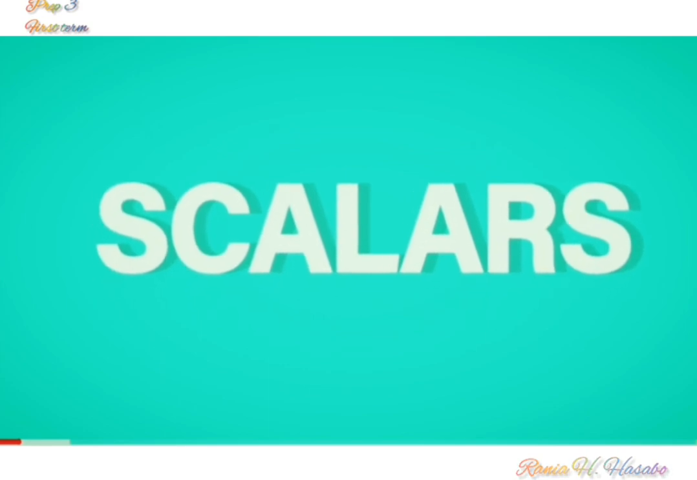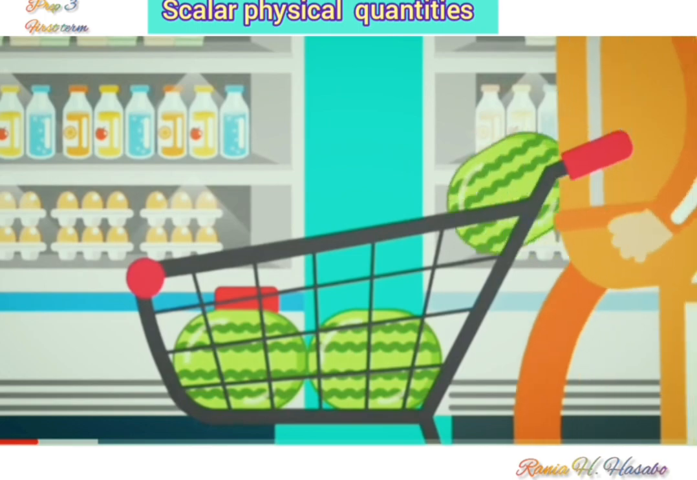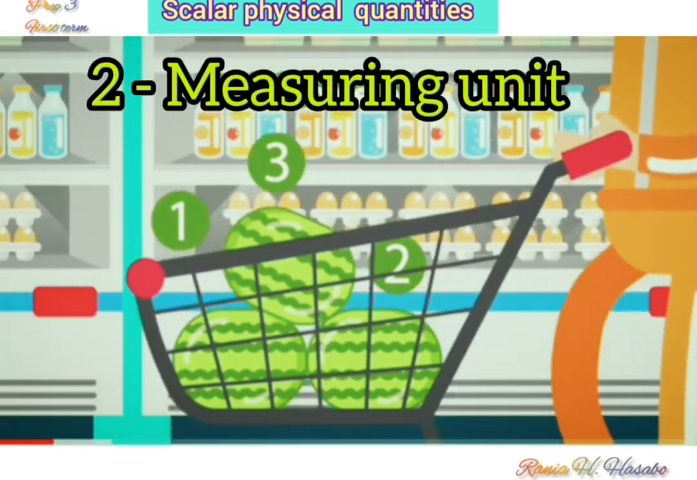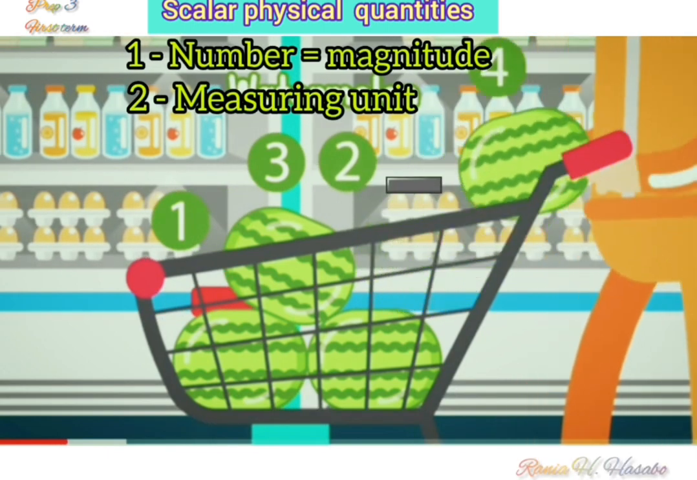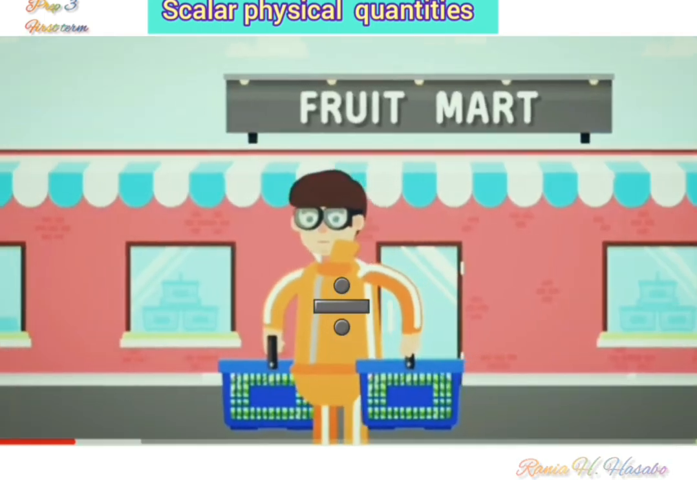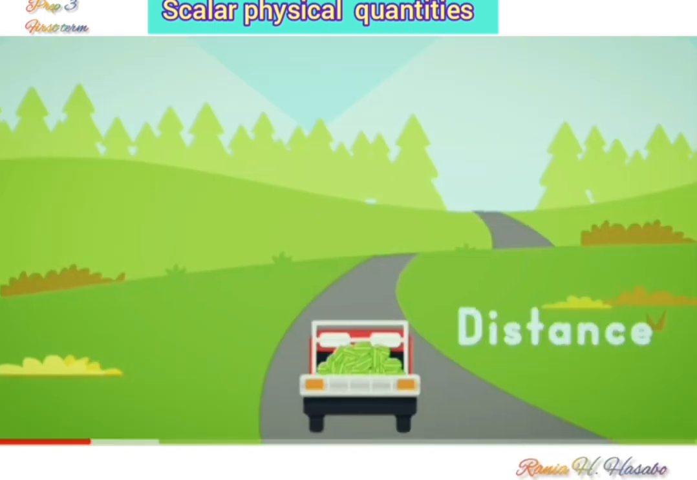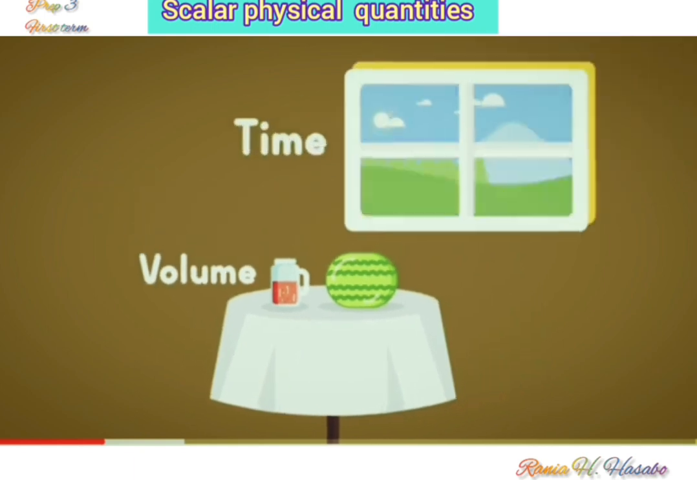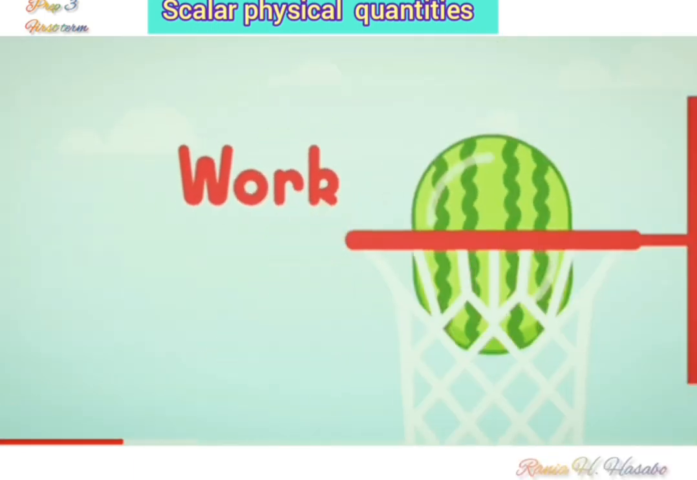Vectors and scalars. Scalar is a physical quantity which is specified by 1. A number which represents the magnitude of the quantity. 2. The measuring unit. Scalar physical quantity can be added, subtracted, multiplied, or divided. Its example includes mass, distance, speed, density, volume, time, temperature, energy, charge, work, and potential.